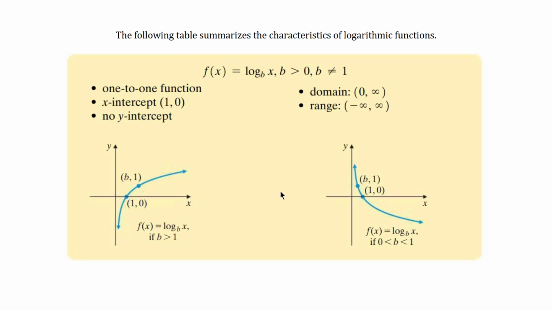For the second graph, this is the graph of f of x equals log base b of x if b is a value greater than 0 and less than 1. We can see here that the graph starts off high, and as the x values increase, the graph starts decreasing towards the right. We have an x-intercept at 1, 0 and a point at b, 1.